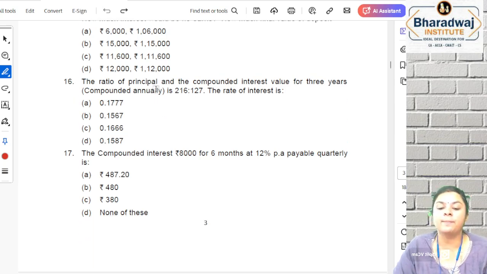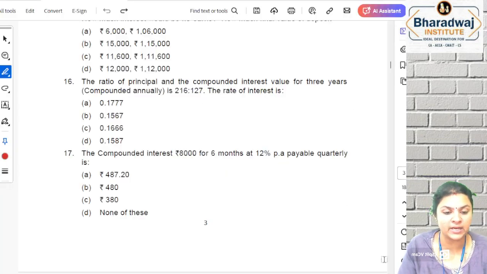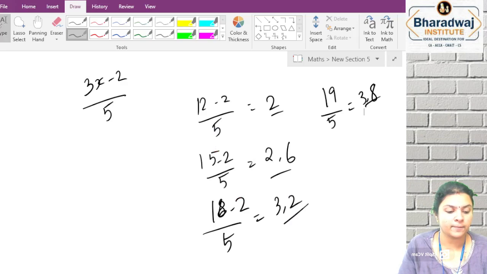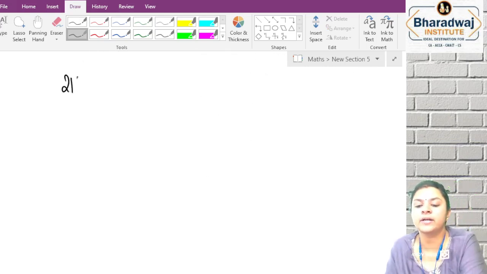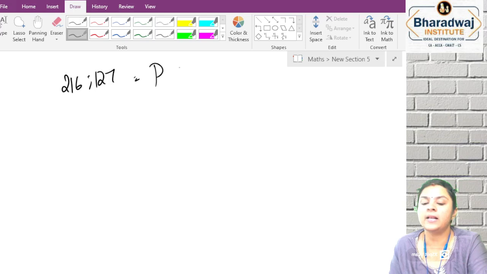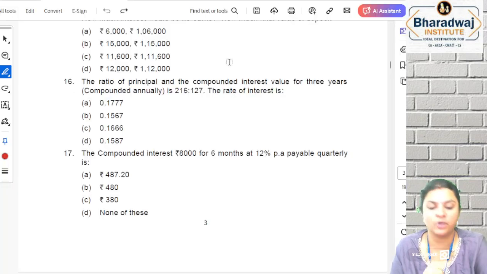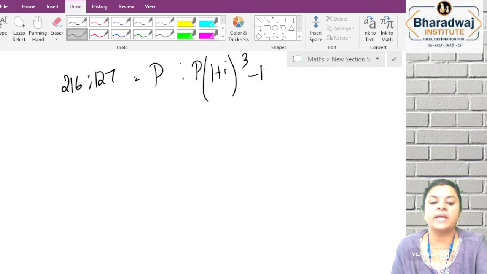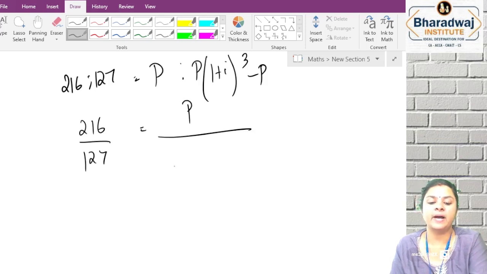Next one. The ratio of principal and compound interest for 3 years is 216 is to 127. What is the rate of interest? Principal and compound interest, for how many years? 3 years. So 216 is to 127 is principal is to compound interest, not the amount. So P into 1 plus I the whole power n, what is n? 3 years, minus P. Okay, so 216 by 127 equals P by P into 1 plus I the whole cube minus 1.